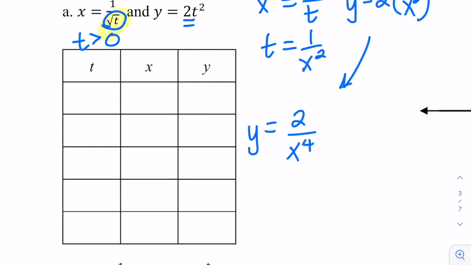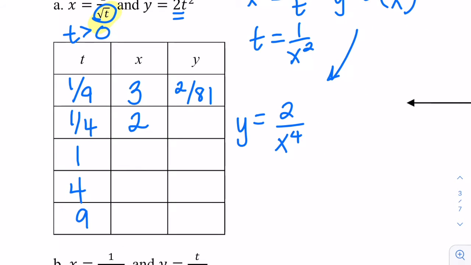So I'm going to try to find values that are very small, but are perfect squares. So I'll use 1/9, 1/4, 1, 4, and 9. Plug in 1/9, we'll get 3, and for y, we'll get 2 over 81. Plug in 1/4, and I'll get 2, and 1 over 8. Plug in 1, we'll get 1 and then 2. Plug in 4, we'll get 1/2 for x, and 32 for y. And for 9, we'll get 1/3 and 162 for y.